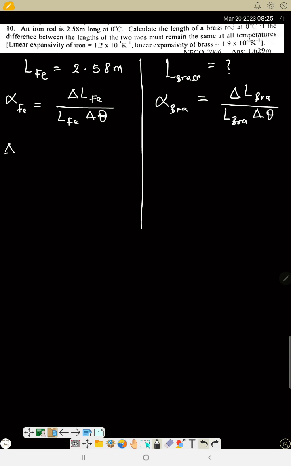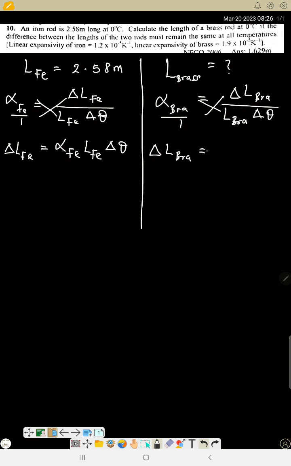That means change in length of iron will be equal to, cross multiply, alpha for iron, length for iron, and change in temperature. Here also, cross multiply. Change in length for brass will be equal to alpha for brass, length for brass, times change in temperature. Now if the difference between the lengths of the two rods must remain the same at all temperature, that means the temperature change is also constant. That means this change in length here will be equal to the change in length here.